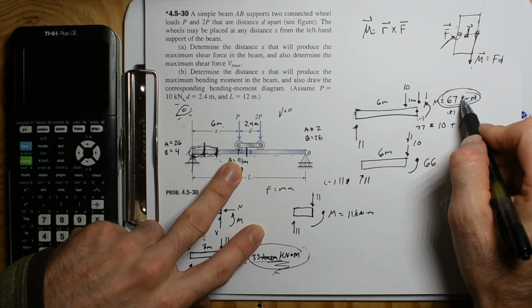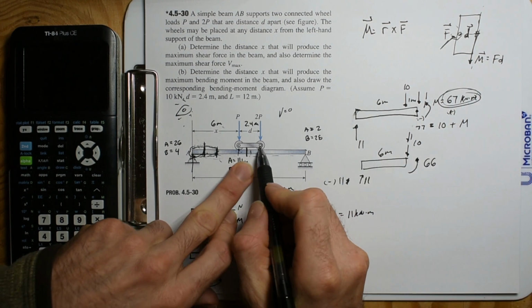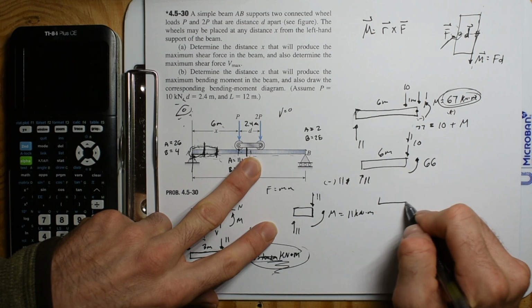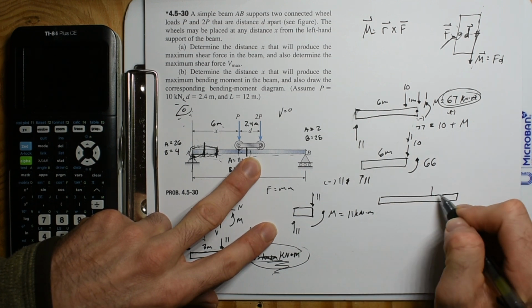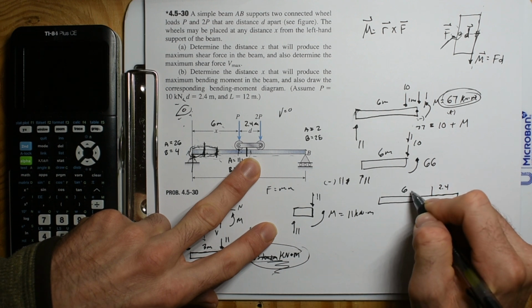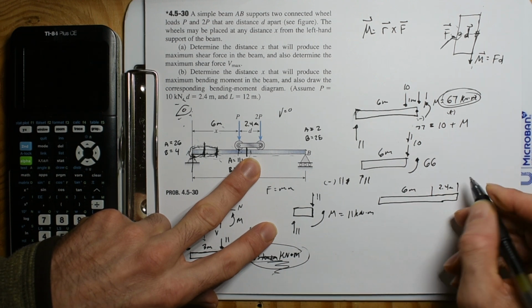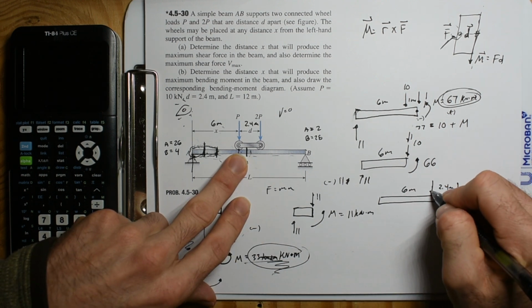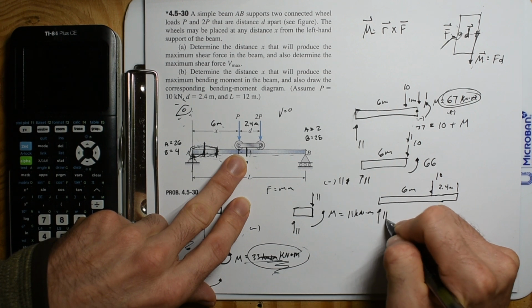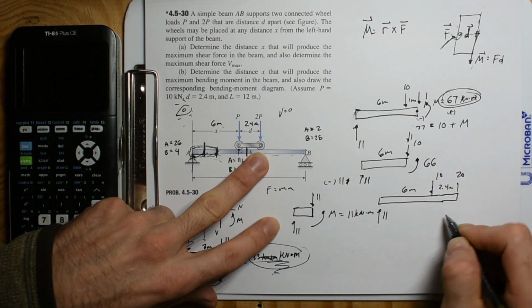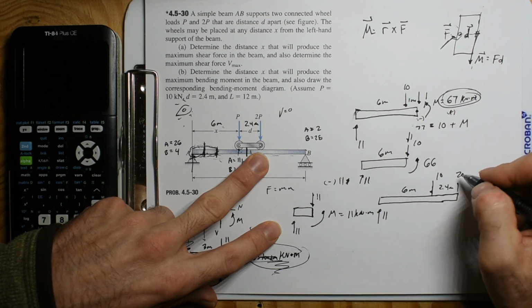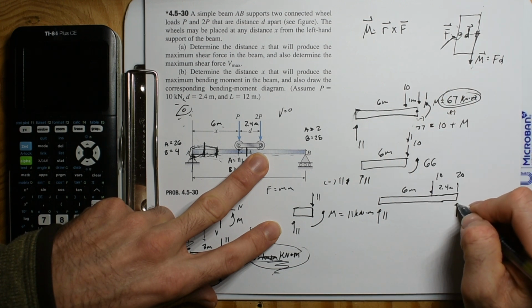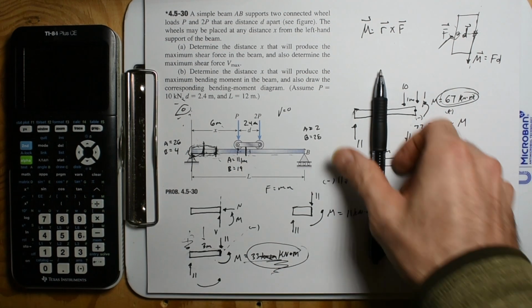This moment's bigger. So now let's go to under 2P. So we're going to go 6. So we have 6 plus 2.4. So that's our distances there. We're going to have 10, 11, and then we have 20. Okay, so now this thing is going to go this way, so we actually have to apply a load right here. Alright, sorry about that.